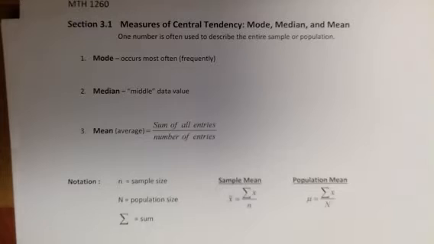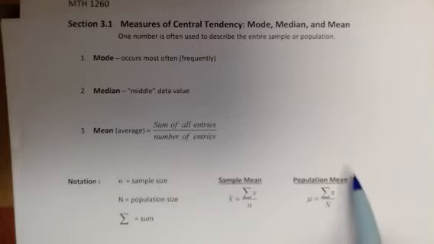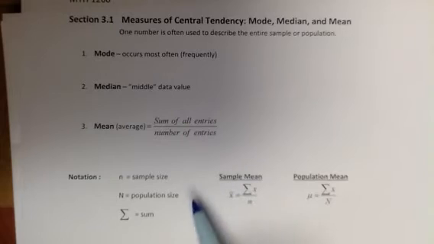So if I wanted to know the average age of all Rhodes State students, that would be the population mean. I would need to ask every student, add them up, and divide by how many Rhodes State students there are, approximately 3,000. If I wanted to calculate the sample mean, I would ask you all your age, add those up, and divide by the number of students in this class. I believe we have 25.